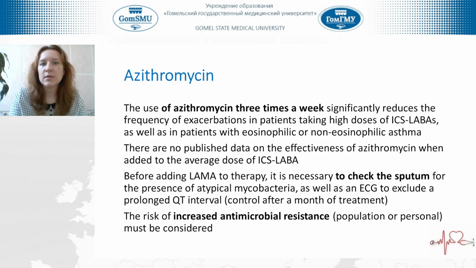Azithromycin. The use of azithromycin 3 times a week significantly reduces the frequency of exacerbations in patients taking higher dose glucocorticosteroids and LABAs, as well as in patients with eosinophilic or non-eosinophilic asthma. There are no published data on the effectiveness of azithromycin when added to the average dose of ICS and LAMA. Before adding azithromycin to therapy, it is necessary to check the sputum for the presence of atypical mycobacteria, as well as the ECG, to exclude a prolonged QT interval. The risk of increased antimicrobial resistance must be considered.